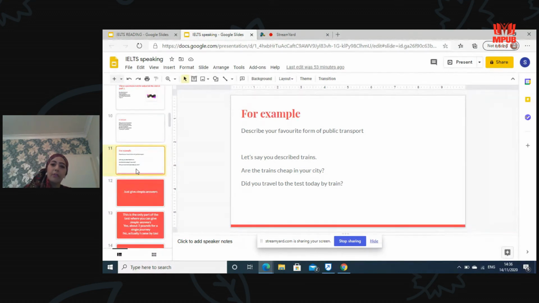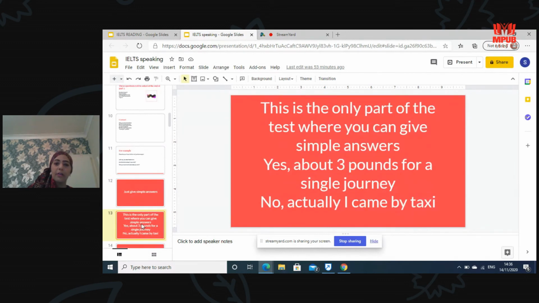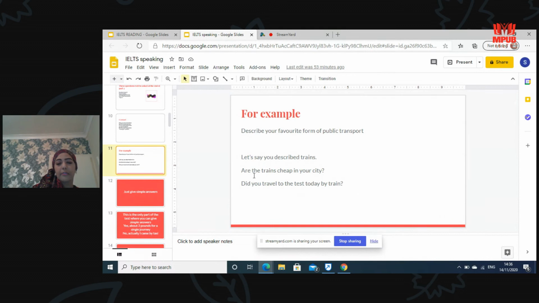So let's just focus on these. What you need to do is focus on the first question: are the trains cheap in your city? That's just a short, simple question, and what they want is just a simple answer. So the answer for that would be: yes, about £3 for a single journey. So what are you saying? You're answering yes, the trains are cheap in your city, and then you've just quoted the price for a single journey.